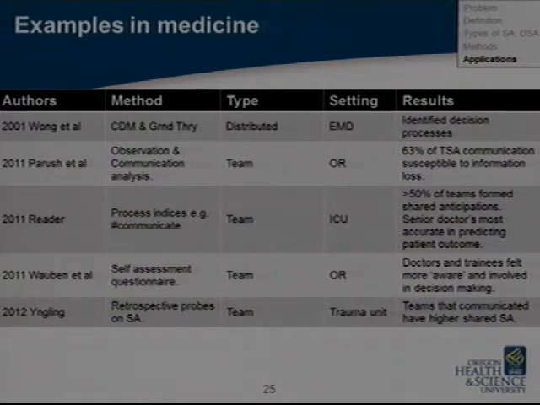So, in the first example, Wong used a combination of critical decision method and grounded theory to develop a descriptive model of how dispatchers interacted with their control systems, to identify how their mental pictures were maintained and developed. And what they discovered was that there is a need to maintain a hub strategy and to look at their understanding of structural and temporal relationships between the agents.